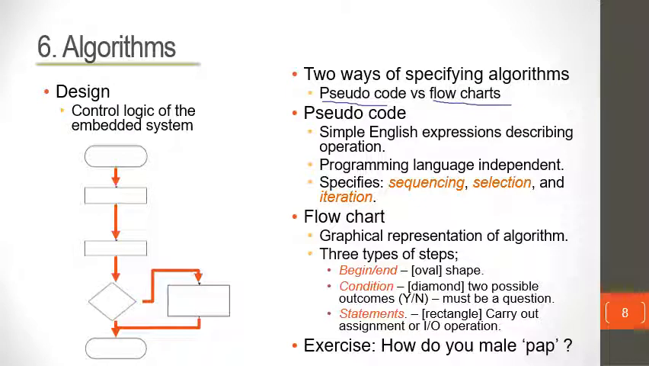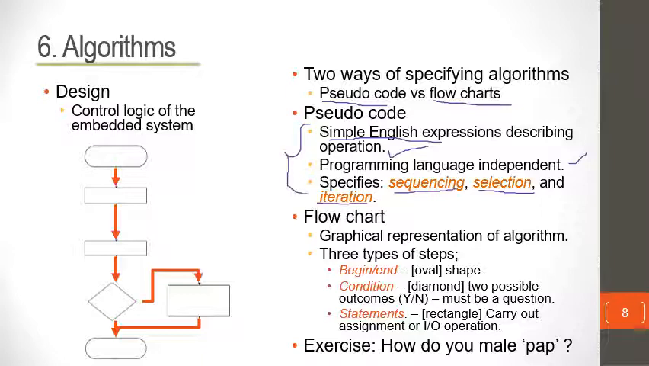The pseudocode in this case would be simple English expressions describing the operations that must be done step by step, and it has to be programming language independent. So it has to specify the sequencing, how the steps are sequenced together, selection if the algorithm has to select between two or a certain number of options, and iterations as well. So it has to show if there is a statement that needs to be looped, if there's a loop in the execution. So this can be done in that way.